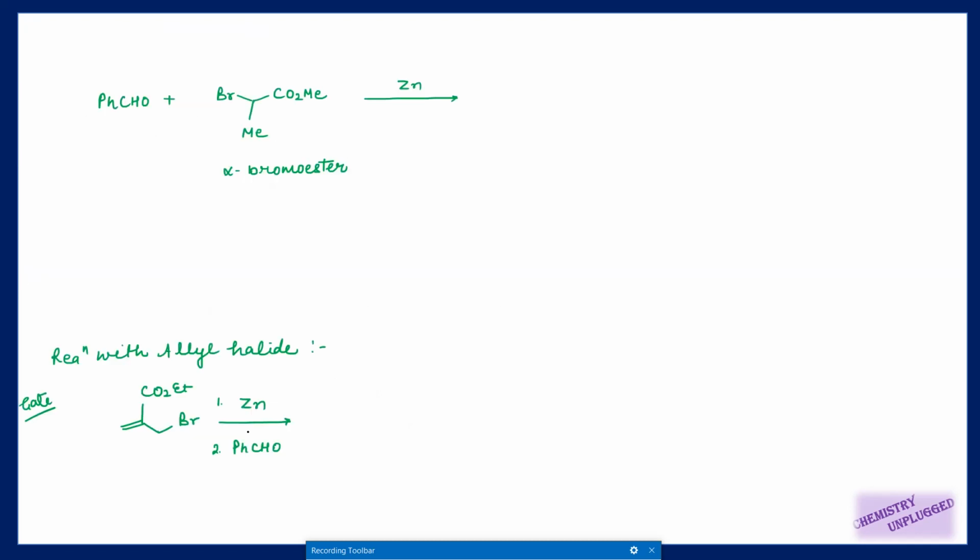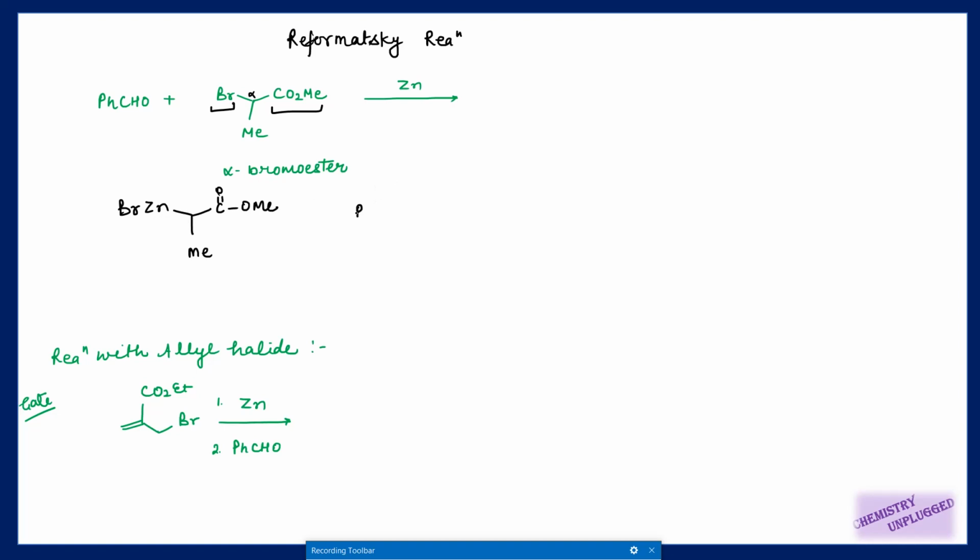So the first example is very important. We are taking here an aldehyde, and we are using an alpha bromoester. This is the ester group, and on its alpha carbon we have a halide, bromine, attached. That is why it is called an alpha bromoester, and we are using zinc here. So this reaction is called the Reformatsky reaction. And how does it take place? First this alpha bromoester will react with the zinc and form an organozinc compound. The zinc will be inserted in between the alpha carbon and bromine.